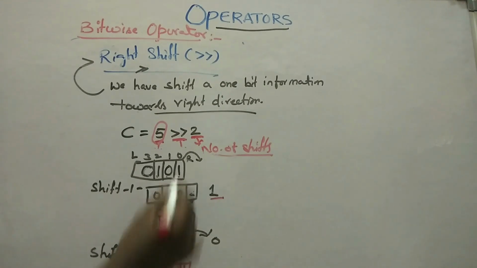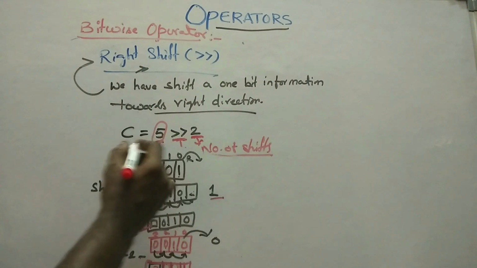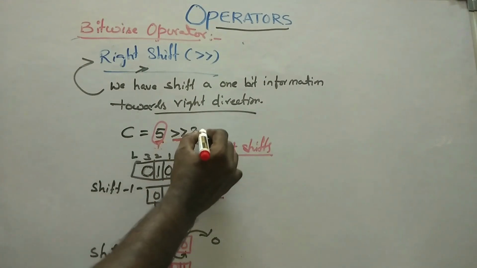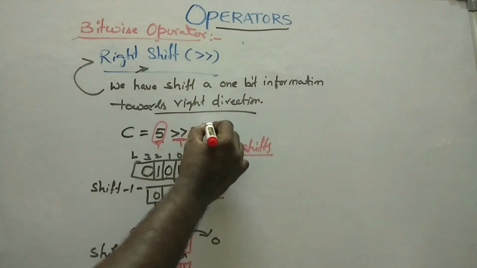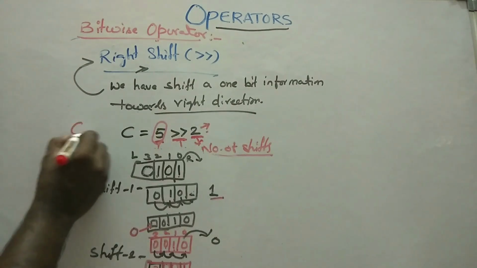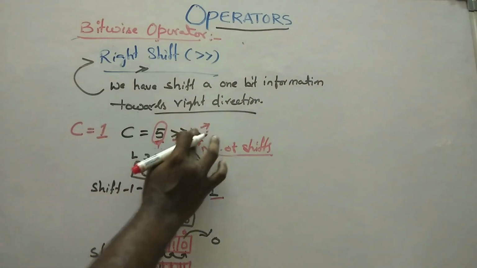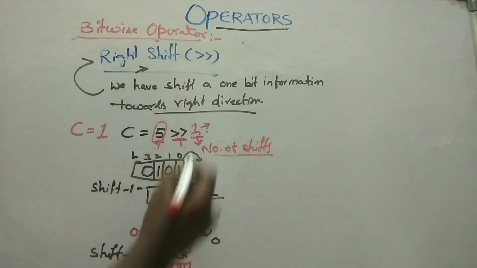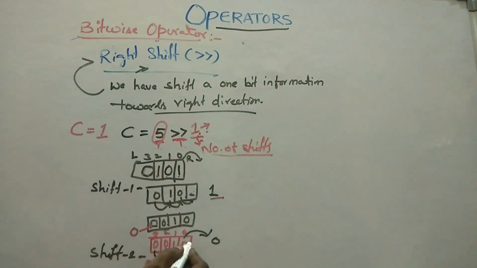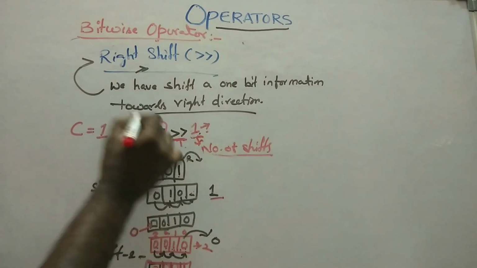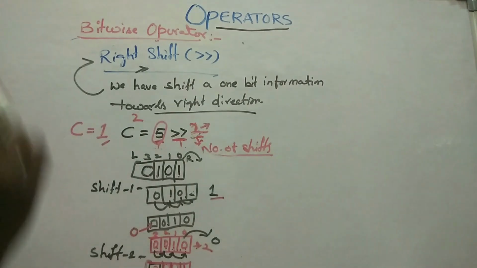That is the 1. That means if we move 5 towards the right direction by 2 shifts, now the value of C is 1. Are you understood? Suppose for the one shift, what is the output? For the one shift, this is the result, right? 0, 0, 1, 0 means the output is 2. If it is 2 shifts, the output is 1.